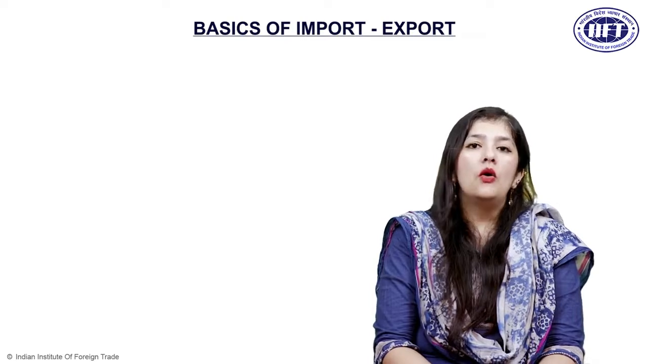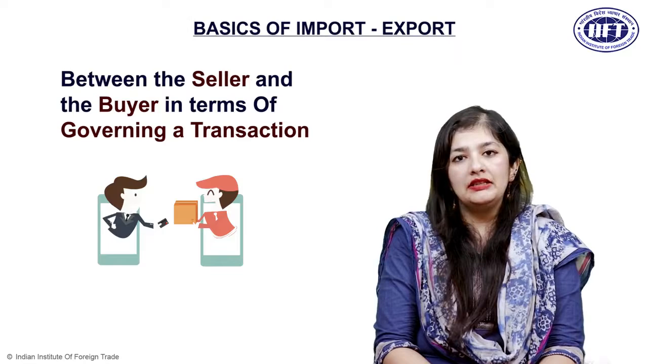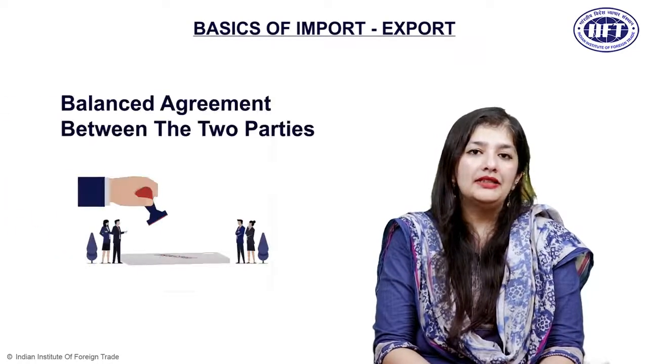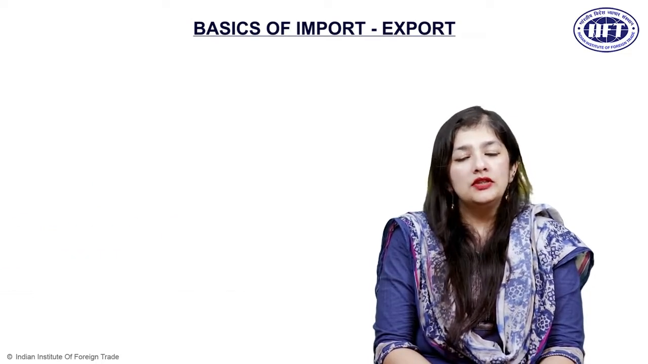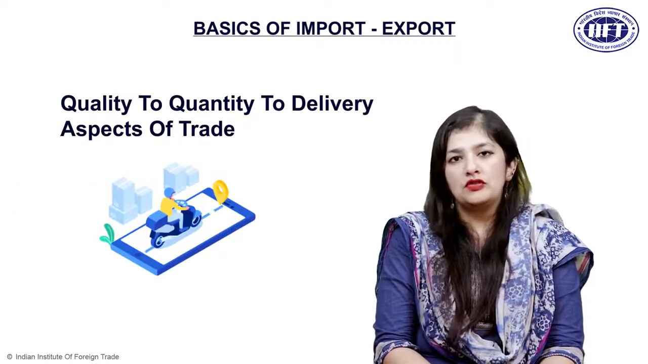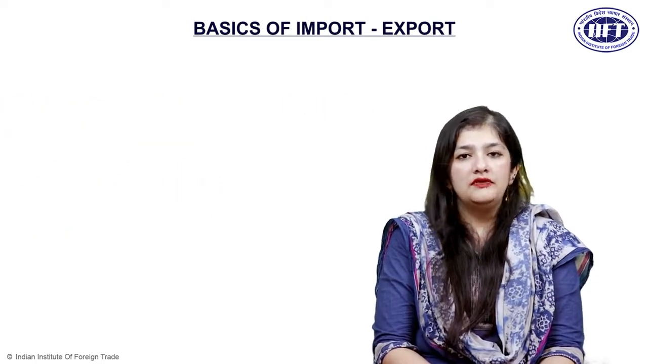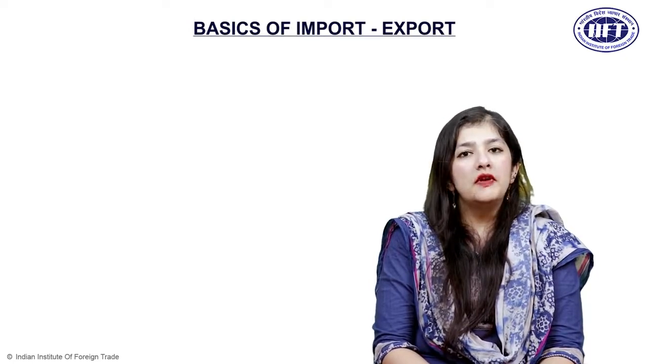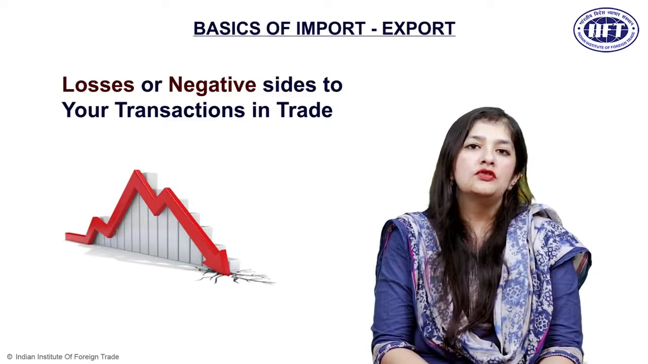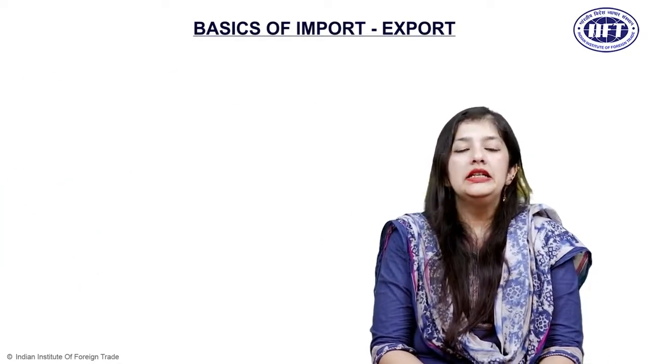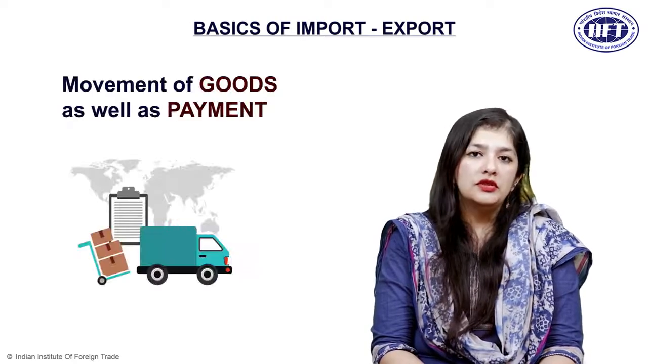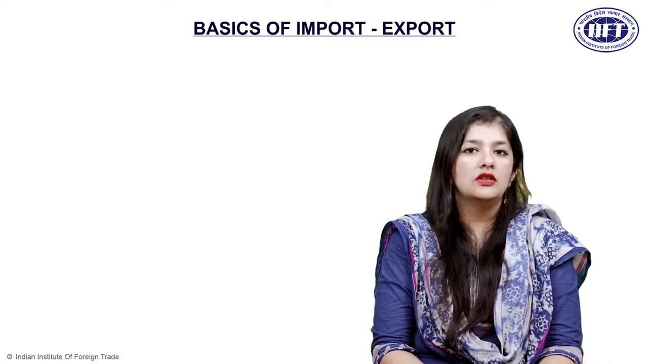And how do we bargain or negotiate the power between the seller and the buyer in terms of governing a transaction? A contract is usually a balanced document, a balanced agreement between the two parties, and hence important clauses or important aspects of a contract range from quality to quantity to delivery aspects of trade. I'm very sure in today's session, when we discuss various aspects of a contract, you are going to find out the major loopholes which have been occurring in terms of bringing losses or negative side to your transactions in trade. So friends, let us see the entire contract in detail in the form of a presentation and various clauses which may govern movement of goods as well as movement of payment from one party to another based on a contract.